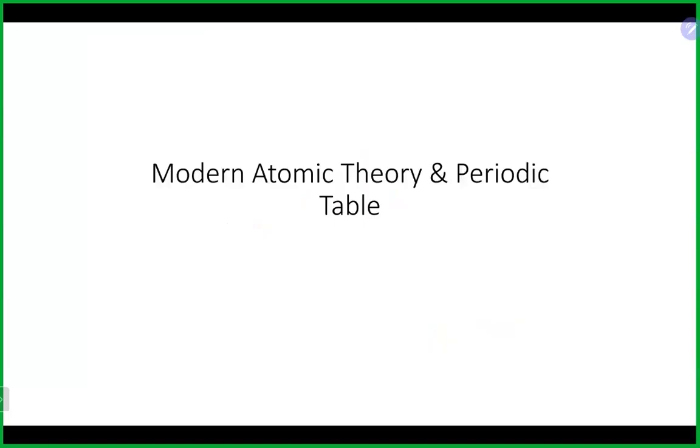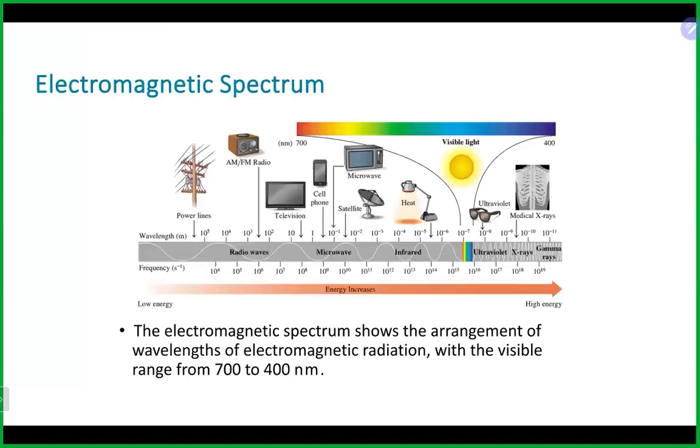So let's talk a little bit about modern atomic theory. This is going to be really about electrons. For example, a lot of what we're going to talk about, not in great detail, is when electrons get excited from a lower energy level to a higher energy level, they have to absorb some energy to do that.